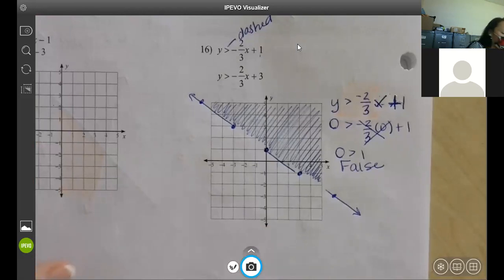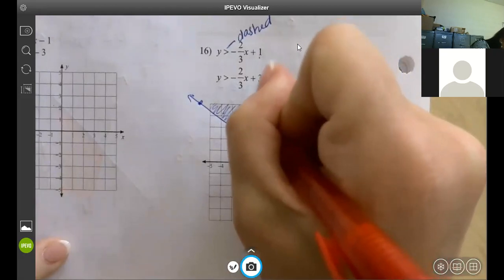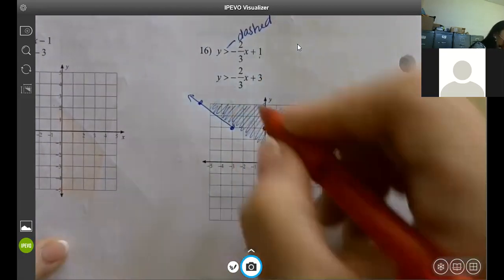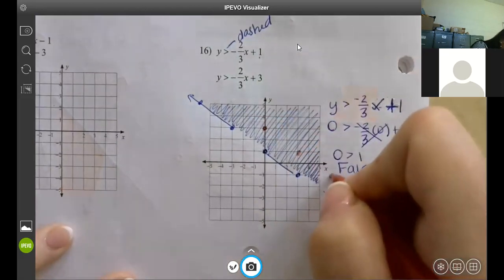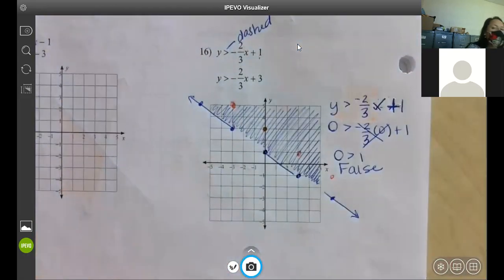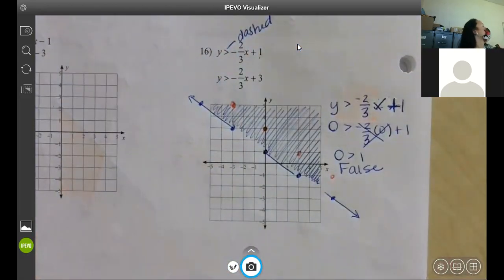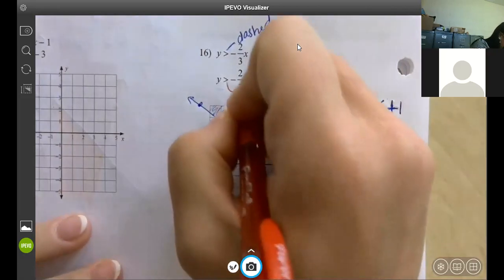We're going to graph the second one. It starts at 3. You do the same thing, go down 2 and over 3. What kind of lines are these? Do they ever touch? No. So what kind of lines are they? Parallel. They never touch. All right. Is it solid or dashed? Dashed.